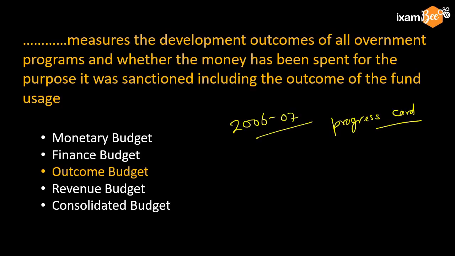So they will present as per the planning how much they could achieve, and likewise from every department, whether it is human resource or defense ministry or agriculture ministry, all this will come to finance ministry, and they will prepare a compiled outcome budget that measures the development outcome of the government programs and whether the money has been spent on the purpose for which the funds were allocated.